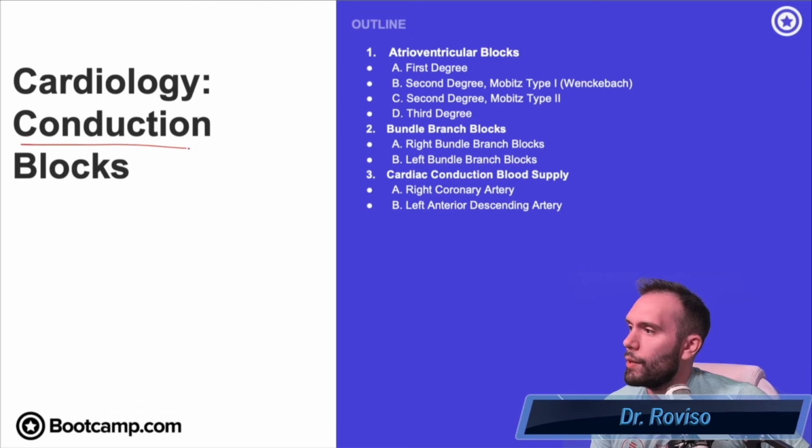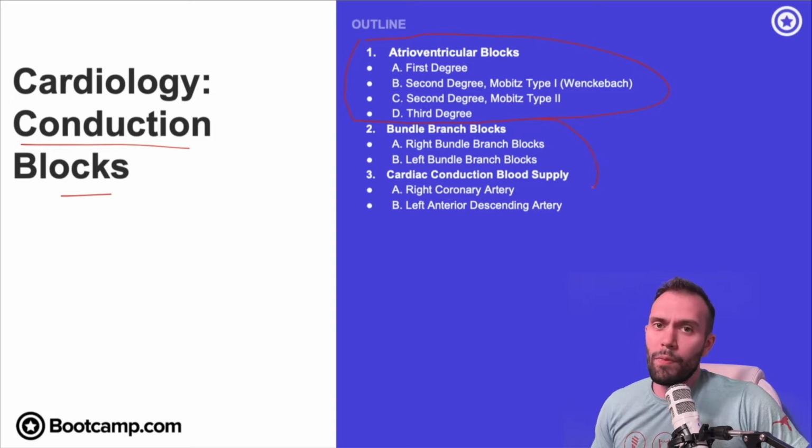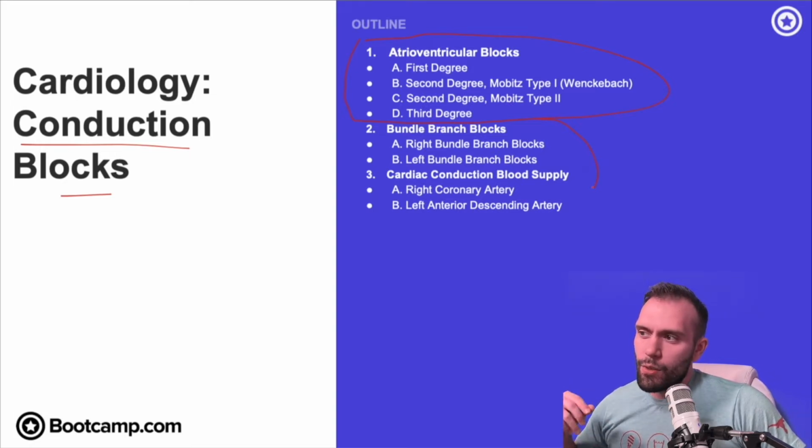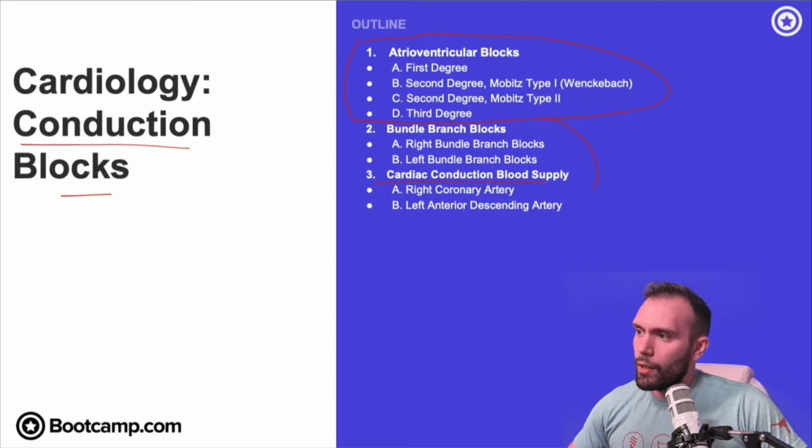In this video, we're going to talk about conduction blocks. And so we're going to talk probably about the most high yield topic here, and that's going to be these atrioventricular blocks. And then we'll touch a little bit on bundle branch blocks, just because I feel like this is a topic that doesn't really get talked about very frequently, but still has some relevance. And then we'll just wrap things up really quickly, going over some of the blood supply for the cardiac conduction system.